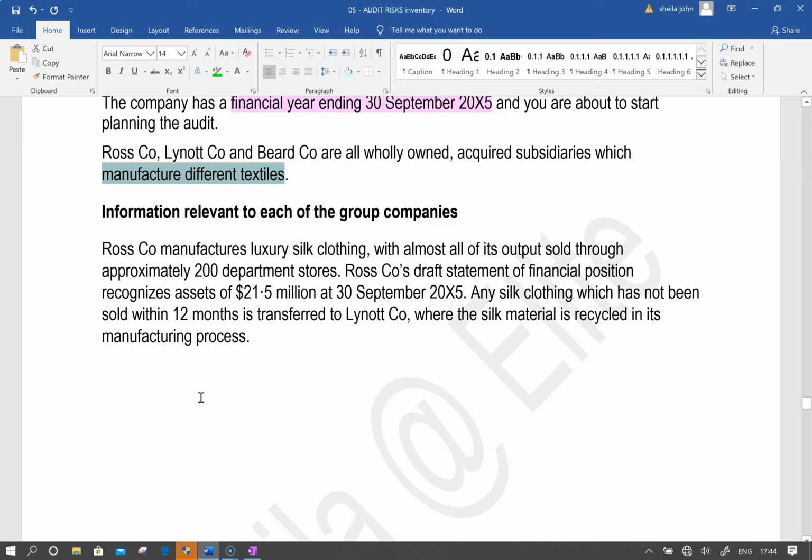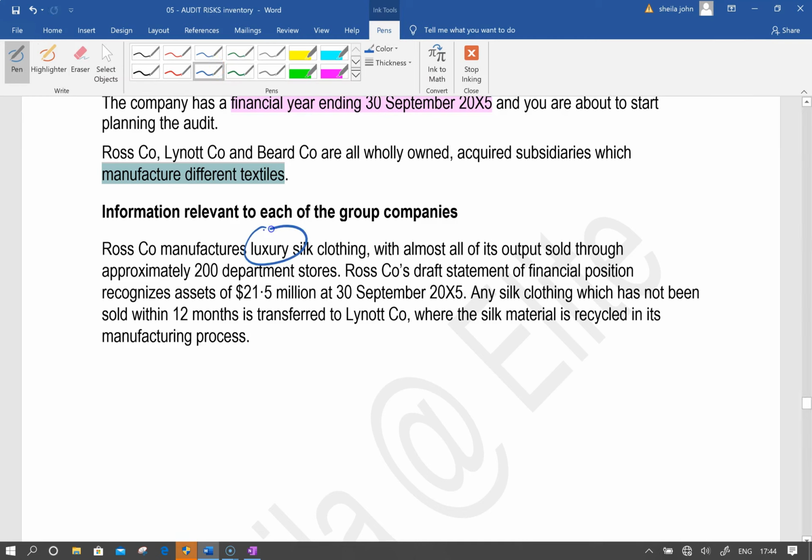SOFP recognizes assets of 21.5 million. So they're giving you the assets of Ross because they want you to calculate to see whether it's a significant component or not, but we're not looking at that since we're only looking at inventory. And it says any silk clothing which has not been sold within 12 months is transferred to Lynott, where silk material is recycled in its manufacturing. Okay, so we're just looking at the main item here. Let's go to that line again. Ross manufactures luxury silk clothing. Is that cheap items or expensive items? Expensive items, which means that the inventory at the year end could be material.